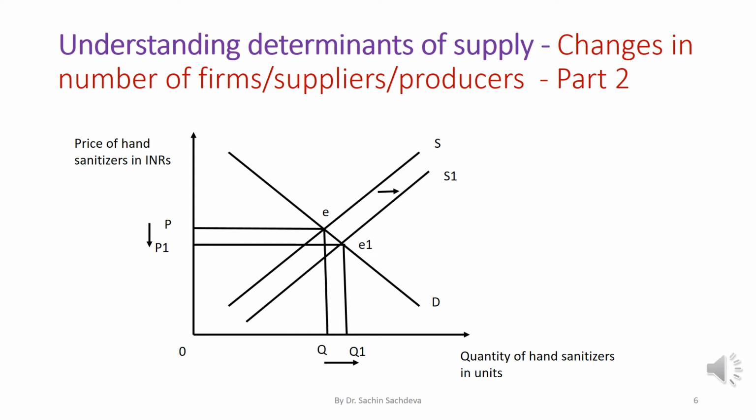We have labeled the horizontal axis as quantity of hand sanitizers because the product is given. Whichever is the product in question, we need to mention that, quantity of hand sanitizer. If the product is something else, let's say quantity of cars or quantity of motor vehicles other than cars, like quantity of motorbikes, quantity of schools, anything.